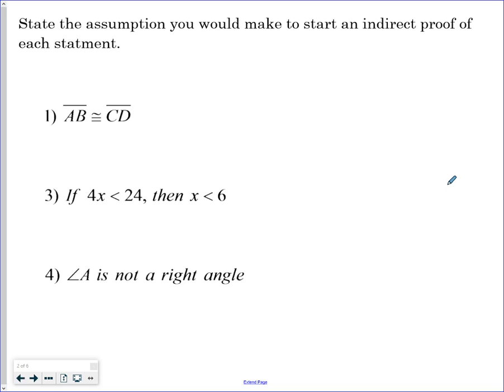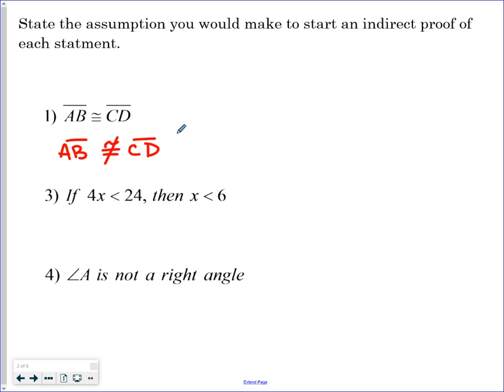State the assumption you would make to start an indirect proof of each statement. So if they said line segment AB is congruent to line segment CD, we would say not congruent, right? So we're going to say line segment AB is not congruent to line segment CD. That's how we would start an indirect proof, but that's as far as we're taking it.